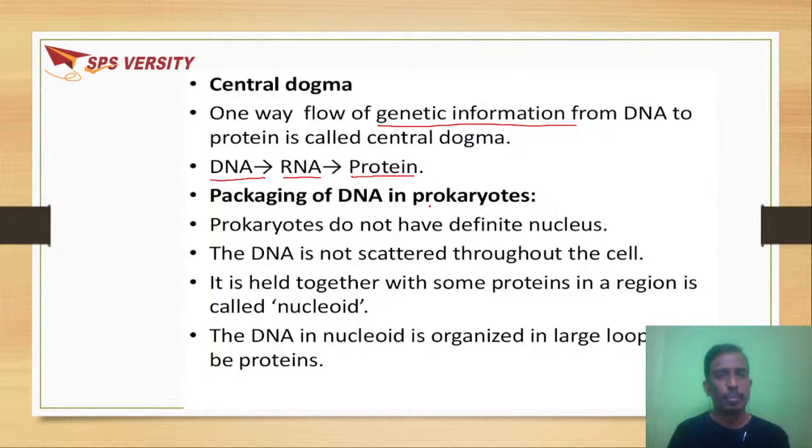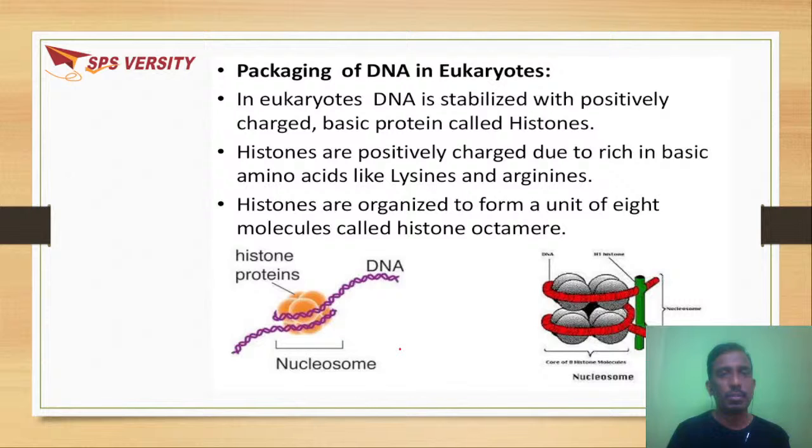First we'll see how DNA is packed in prokaryotes. In prokaryotes, they don't have a definite nucleus. Even though there is no definite nucleus, the DNA is not scattered. It is held together with some proteins in a specific region called the nucleoid. So nucleoid means the region in which the DNA is held together with proteins.